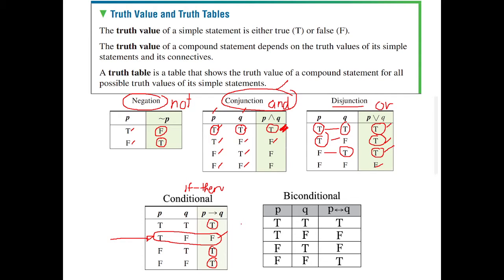Ang biconditional is different. Now, when I say biconditional, dapat the same siyag truth values para mahimong true. Kung true, true, it's true. Kung false, false, it's true. Mo nang tanawan ninyong table. True, true, is true. False, false, is true. Dapat puro siya true, puro siya false para mahimong true ang answer nato. Otherwise, kung isa true, isa false, or isa false, isa true, it is false.